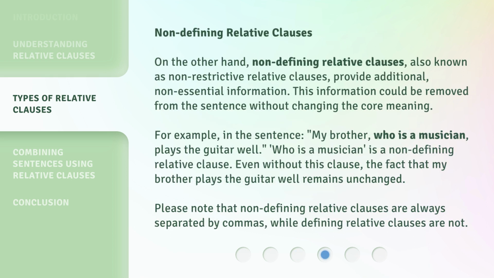Non-defining relative clauses. On the other hand, non-defining relative clauses, also known as non-restrictive relative clauses, provide additional, non-essential information. This information could be removed from the sentence without changing the core meaning. For example, in the sentence, "My brother, who is a musician, plays the guitar well." "Who is a musician" is a non-defining relative clause. Even without this clause, the fact that my brother plays the guitar well remains unchanged. Please note that non-defining relative clauses are always separated by commas, while defining relative clauses are not.